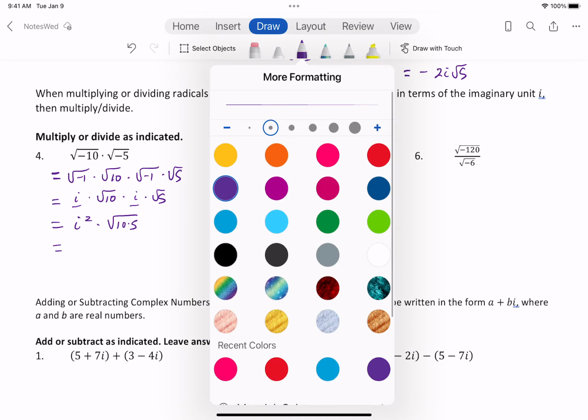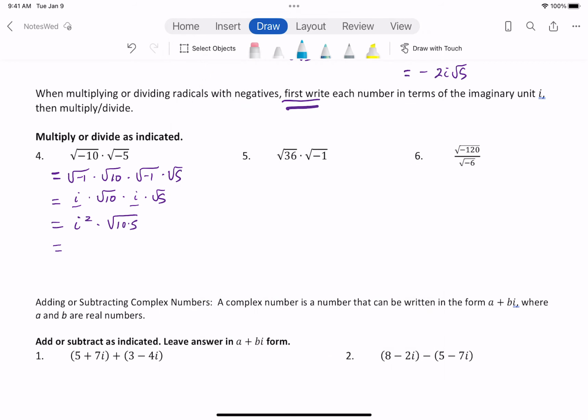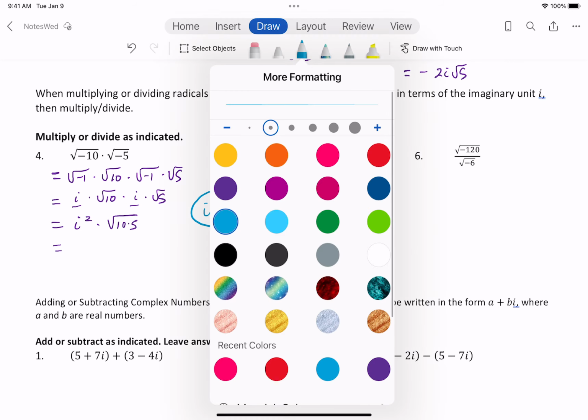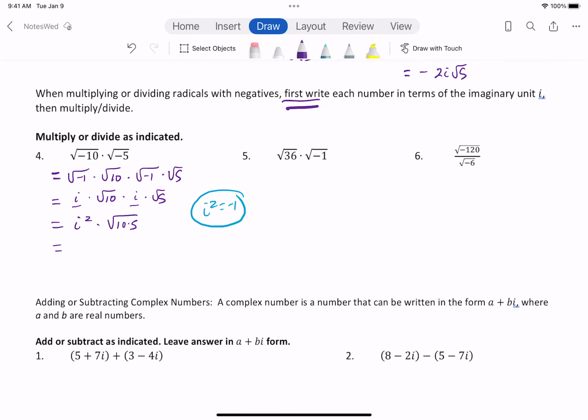Another thing from the definitions that we have to remember is i squared is -1. So you're never going to leave an i squared in one of your problems. When you get an i squared, you're going to substitute -1. And this is going to be times root 50, right? Wow, this is a lot of work, and guess what? 50 can still be reduced if I make my factors right.